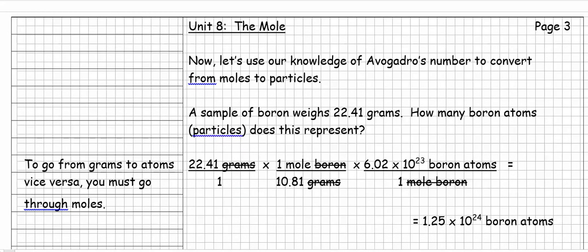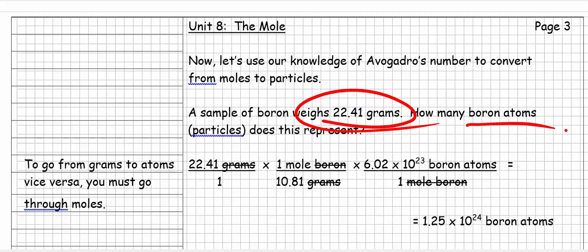Now, let's take our knowledge of Avogadro's number to convert from moles to particles. It says a sample of boron weighs 22.41 grams. How many boron atoms or particles does this represent? Let's start with what we know. We've got 22.41 grams. We're looking for atoms. Now, remember, though, that in order to go from grams to atoms, we don't have a direct relationship. So we're going to have to go through moles. Let's take a look at how this works.